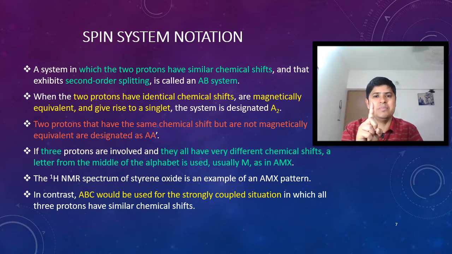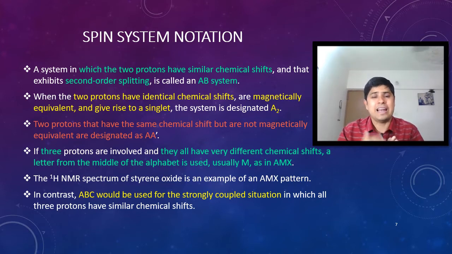Singlet, and the system is designated as A2. Now two protons that have the same chemical shift but are not magnetically equivalent are designated as A A dash.